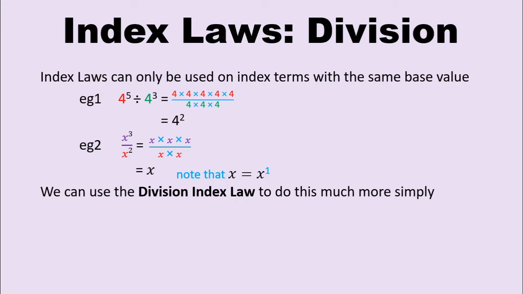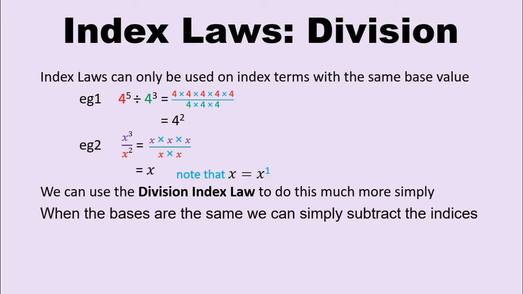We can use the division law to do this really simply by simply subtracting the indices. As you saw, both times I did this, I looked at the number of the bases there were in the denominator of the fraction, and I saw that I could cancel out the same number of that base from the top or numerator of that fraction.